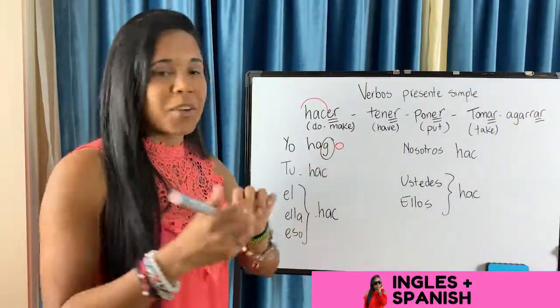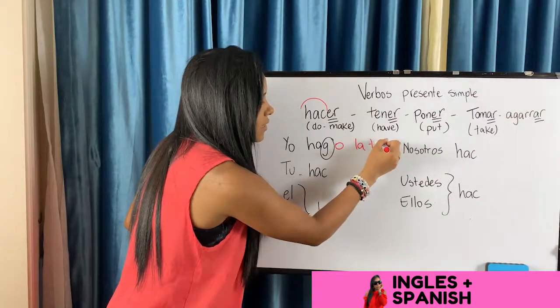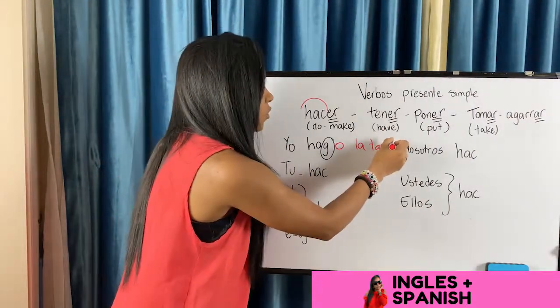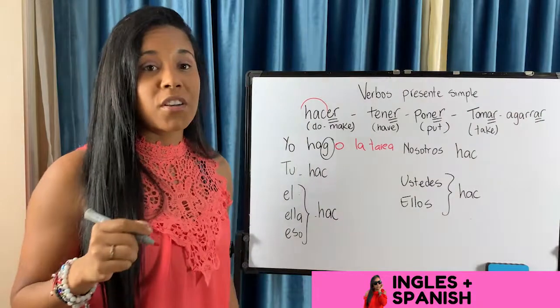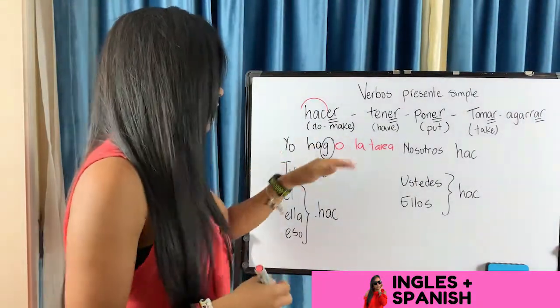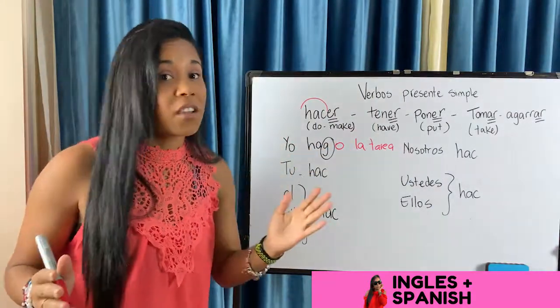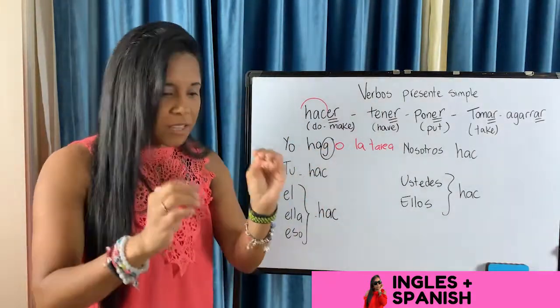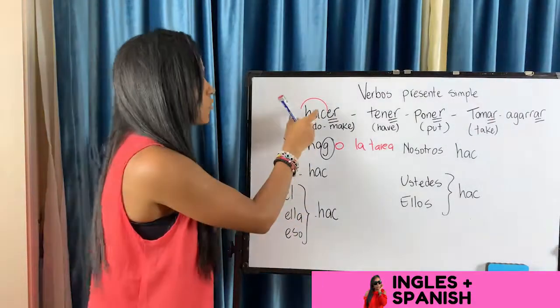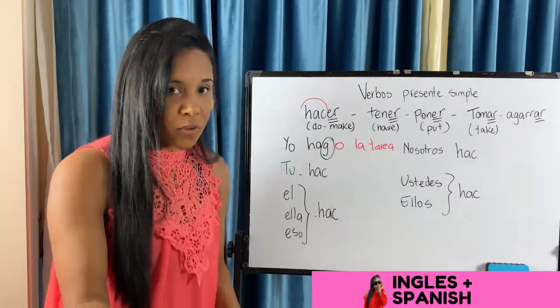La tarea, I'm going to write it here, but I'm also going to write it in the description. So you have it there, the new word of the vocabulary. La tarea, it's the homework. Yo hago la tarea. And the rest of the pronouns are going to be conjugated with the same pattern, right? So it's going to be as and then the following ending.